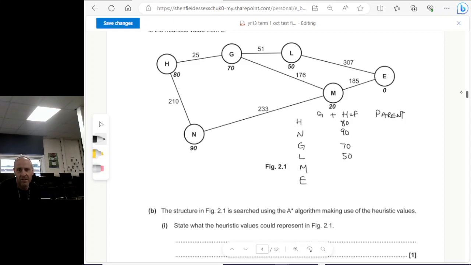50 for L. M was 20, so that's quite close. And then obviously E is 0. Right, we're going to start at H. So we're going to set the parent to that to be null.